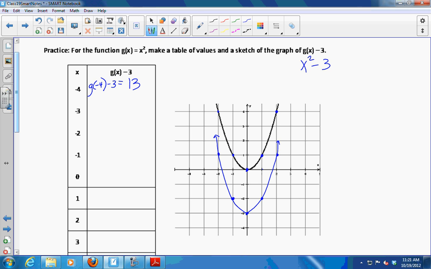And then when x is -3, I would do g of -3 minus 3, 6. Yep. And then g of -2 minus 3 would be 1. And I actually graphed that one. I graphed -2, 1 right here. So you don't have to graph every single point, just enough to see what happens to the graph. And you would say, oh, they're all going down 3.